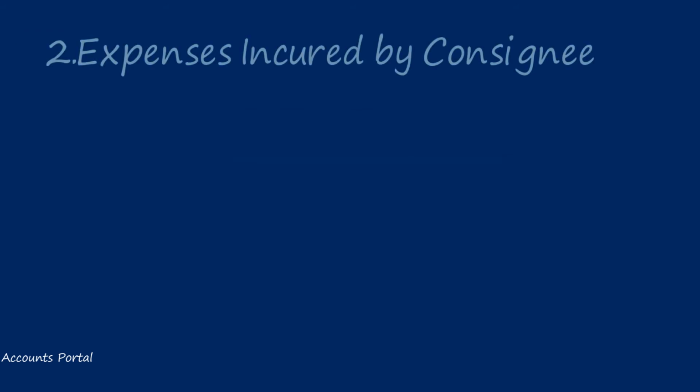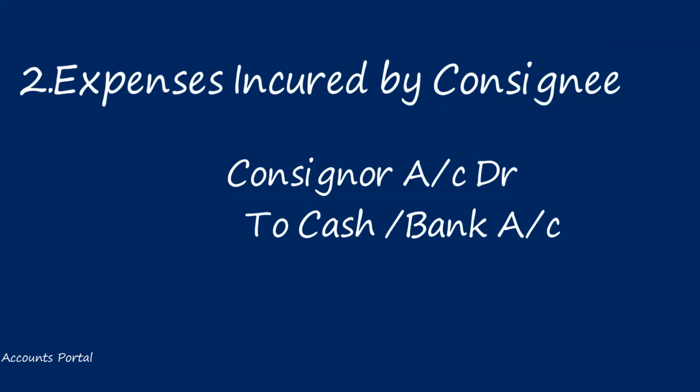Consignor account debit to cash or bank or bills payable account. Transaction number 2: expenses paid by consignee. Any expenses incurred by the consignee, it should be borne by whom, Nana? Consignor. So what is the general entry? Consignor account debit to cash or bank account. In general business, when expenses are incurred, what general entry will be passed? Expense account debit to cash or bank or payable account. So instead of writing the expense name, we will debit the consignor's name.